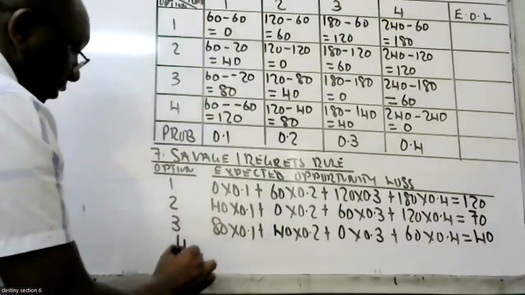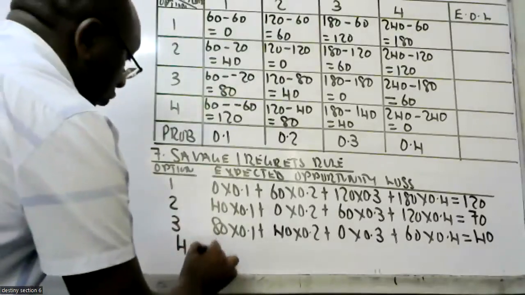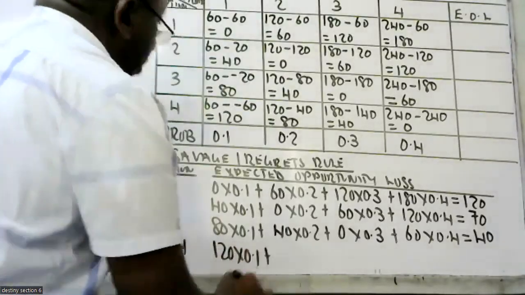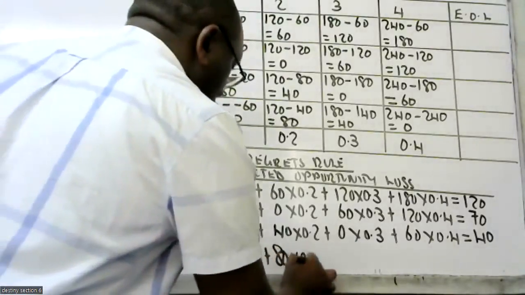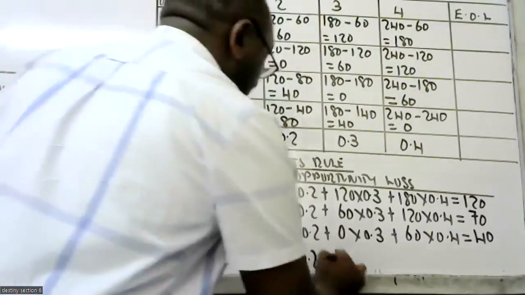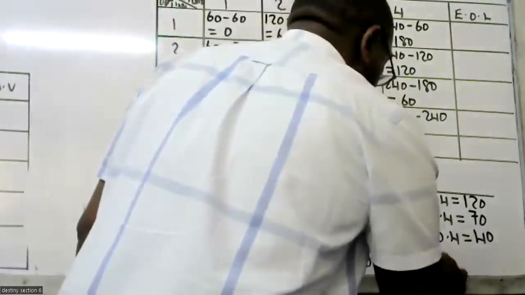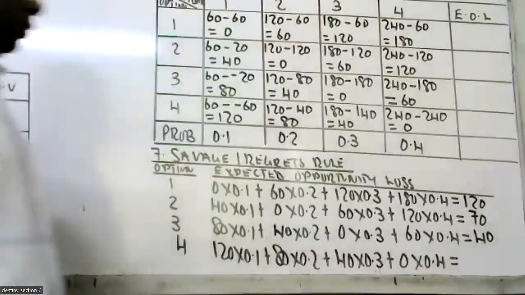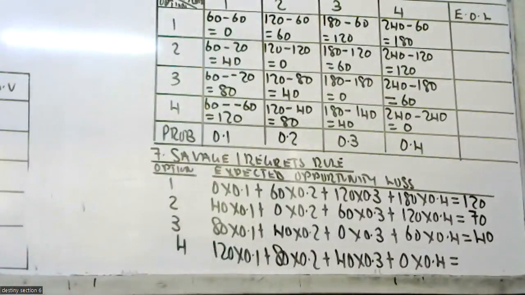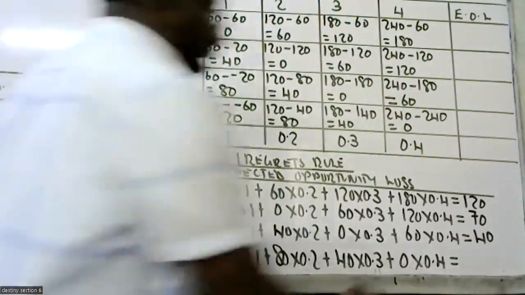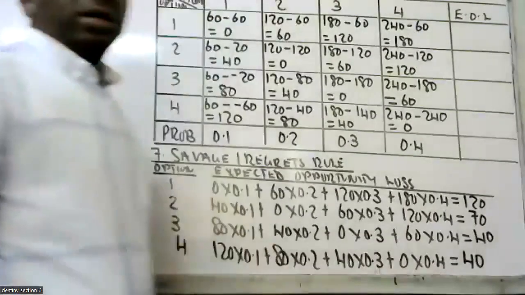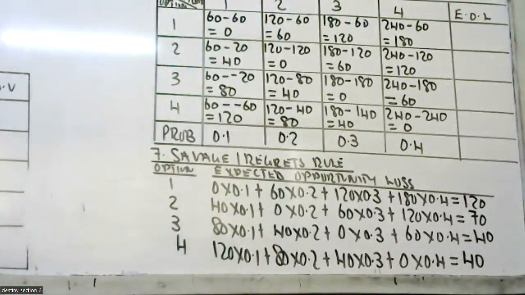Then we come to number four. We have 120 multiplied by 0.1 plus 80 multiplied by 0.2 plus 40 multiplied by 0.3 plus 0 multiplied by 0.4. So if it is 40, this one again we go for the least because it's a loss. So being a loss, you go for the least. So the least is 40.